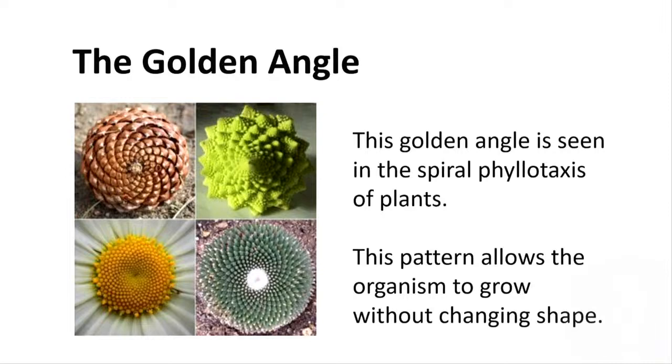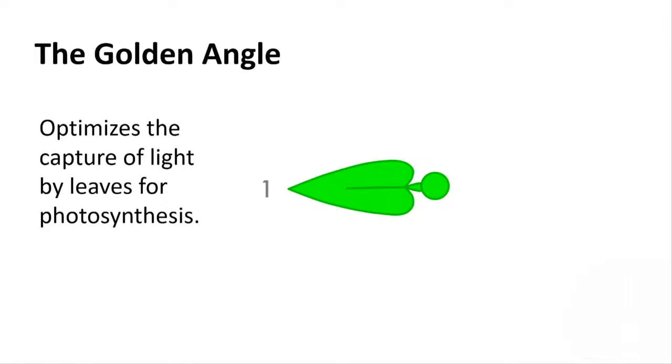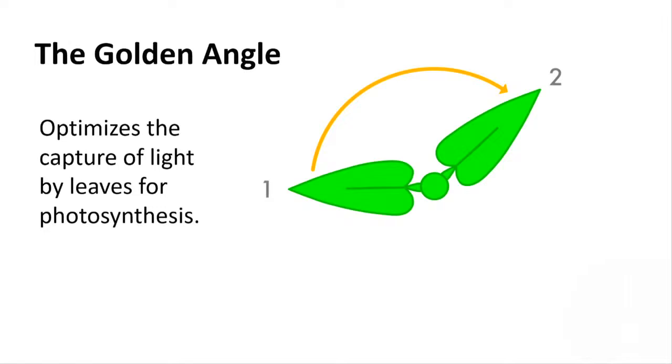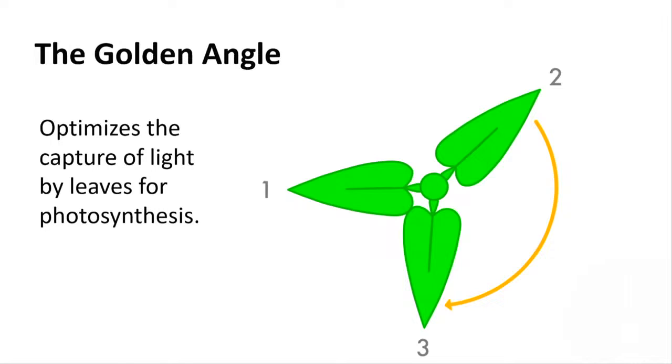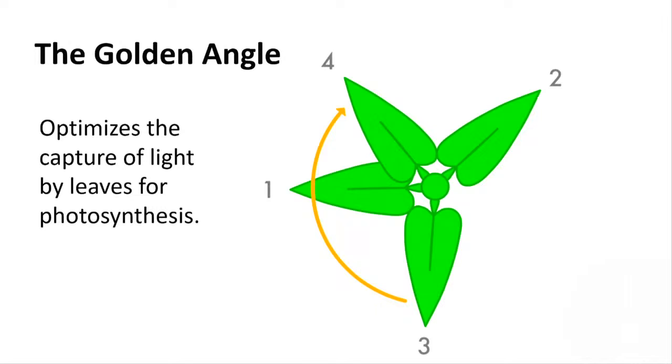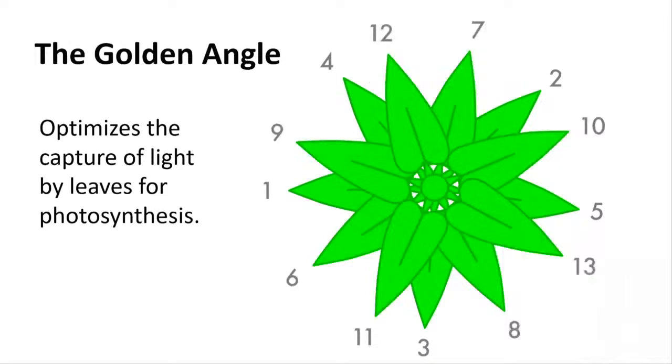And so we see this golden angle in the spiral phyllotaxis of plants. This pattern allows organisms to grow without changing shape. So we're bringing in that self-similarity, or scale symmetry, like we talked about with fractals. We talked about the way fruitlets and leaves are arranged on a plant. Whenever a plant is producing its leaves, if we look down at that plant from above, we see one leaf grow, and then 137.5 degrees over, it puts out another leaf. And we continue that, another 137.5 degrees, and so on. It's not likely to overlap. It's going to take a little longer before it reaches some sort of overlap. Here we are going all the way up to 13 iterations.